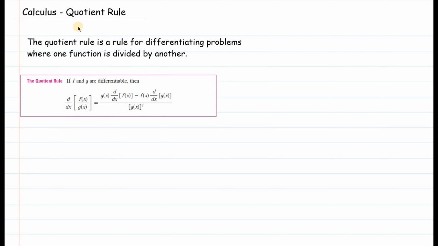The quotient rule is simply a rule which states how you differentiate two functions when you're dividing one over the other. So in this example, for the quotient rule, if you have two functions, let's call them f of x and g of x, which are both differentiable, then you end up with g of x times the derivative of f of x minus f of x times the derivative of g of x, over g of x squared.